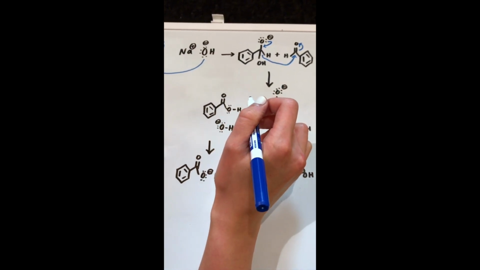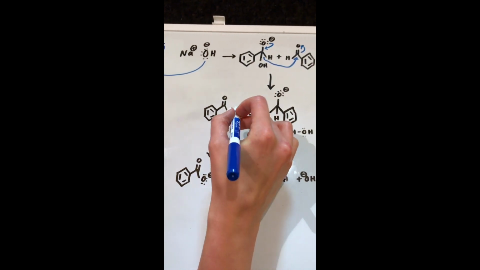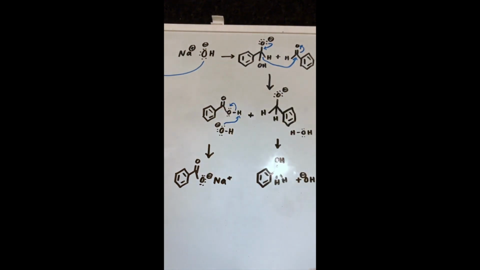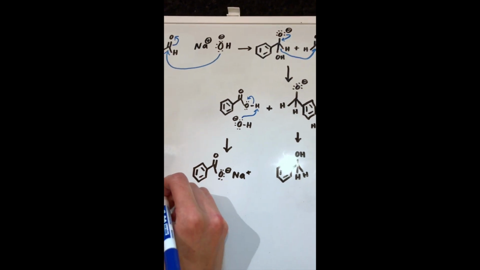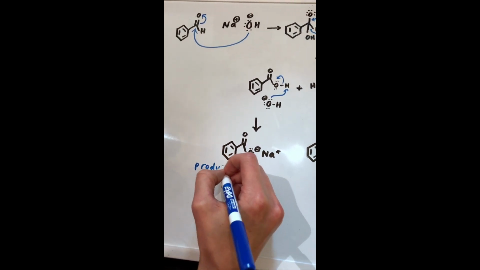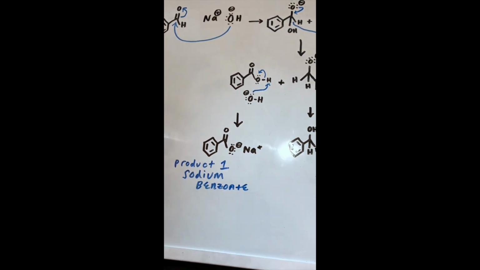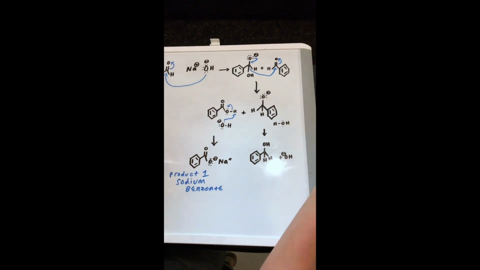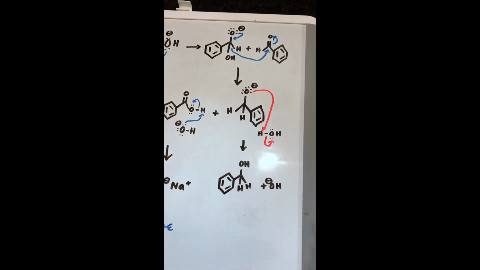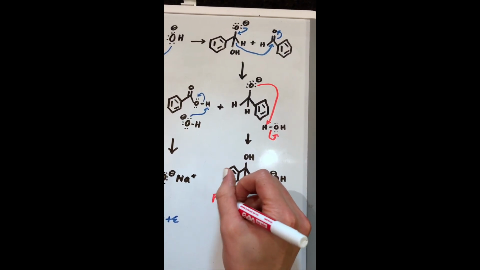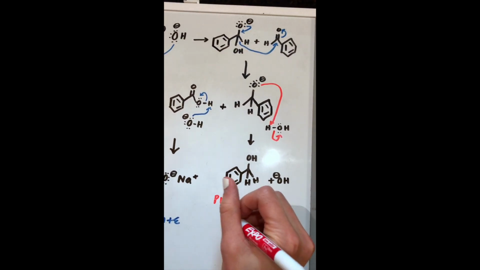In the first, the hydroxide ion will attack the hydrogen of the hydroxyl group and push those electrons onto the oxygen. This will give us sodium benzoate, our first product. For the second product, the previously formed water molecule will be attacked by the negatively charged oxygen to give hydroxide, and this will give us our second product, benzyl alcohol.